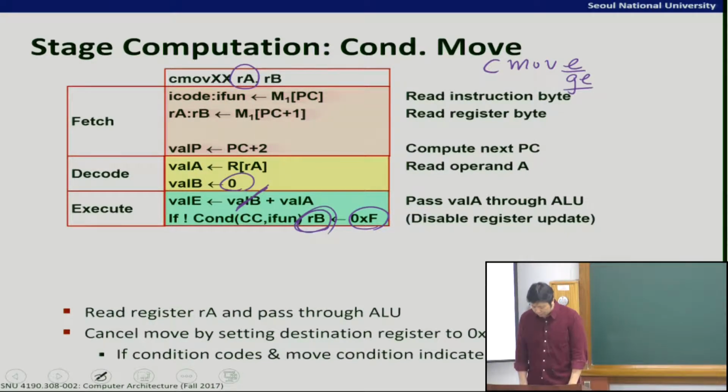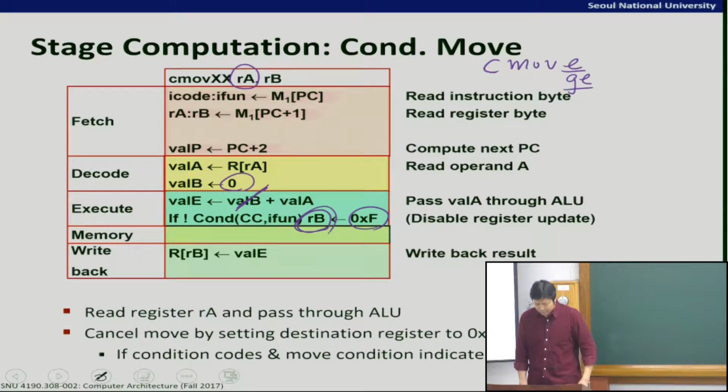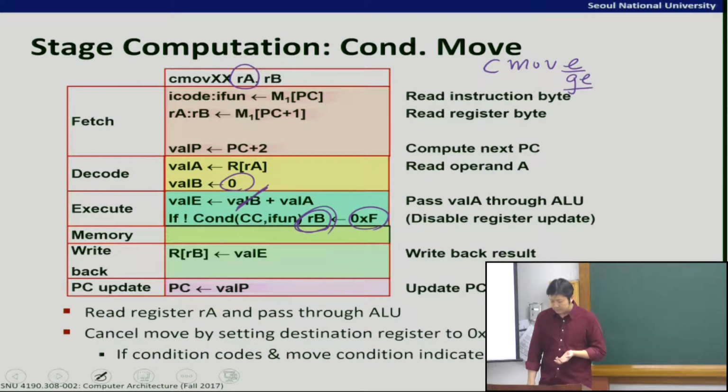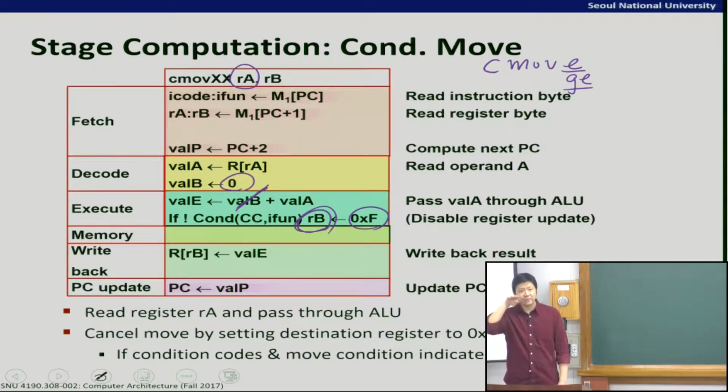And in the memory stage, we don't do anything. In the write back stage, we write the value of valE to register B. That's what's happening in the write back stage. And finally, in the PC update, we overwrite the PC register with valP. This change will be reflected at the next rising edge of the clock, because PC is a register, while this is combinational logic, so the value gets updated only at the rising edge of the clock.